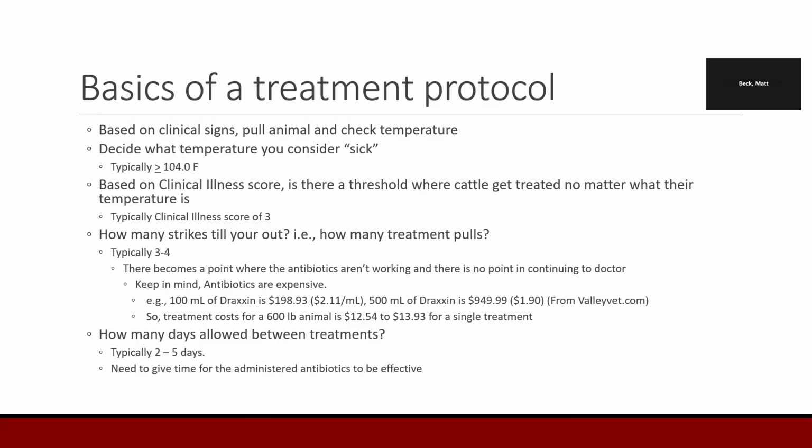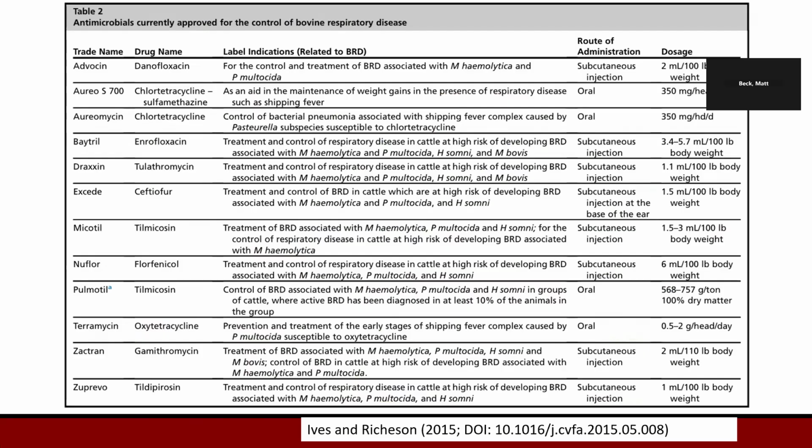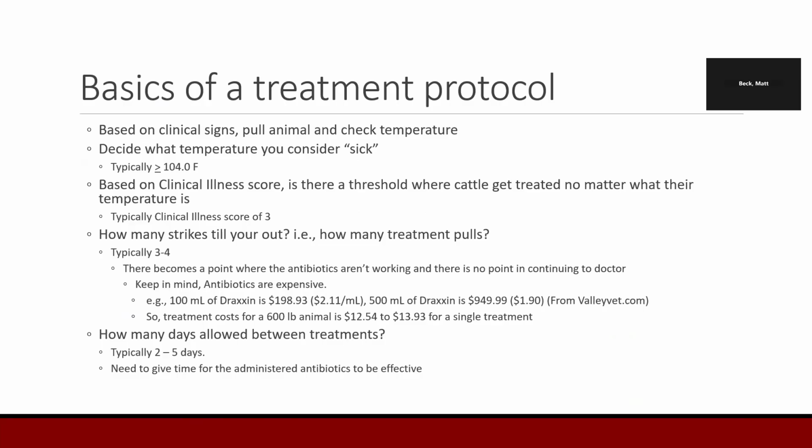Everybody understand this? Okay. So for your case study 1, you have what percent of your herd was treated 1 time, 2 times, 3 times, 4 times, and what percent died. You're going to develop a treatment protocol based off of these things, and you're going to calculate your medicine costs for these animals based off of a Google cost of what Draxxin or whatever antibiotic you use is for each treatment. Does that make sense?